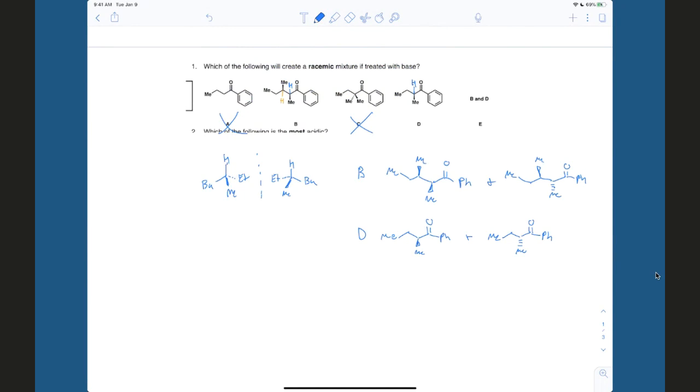So now we ask the question: let's call this B and B prime, and this will be D and D prime. Why is there a difference in the hydrogen of B and D? Aren't they both the same stereochemistry?